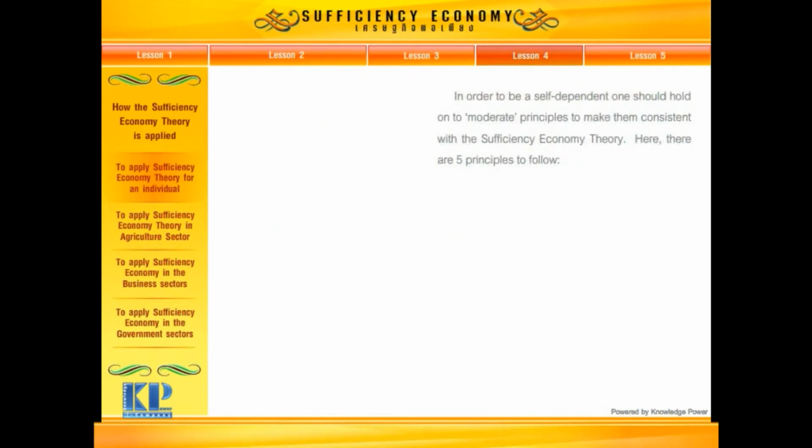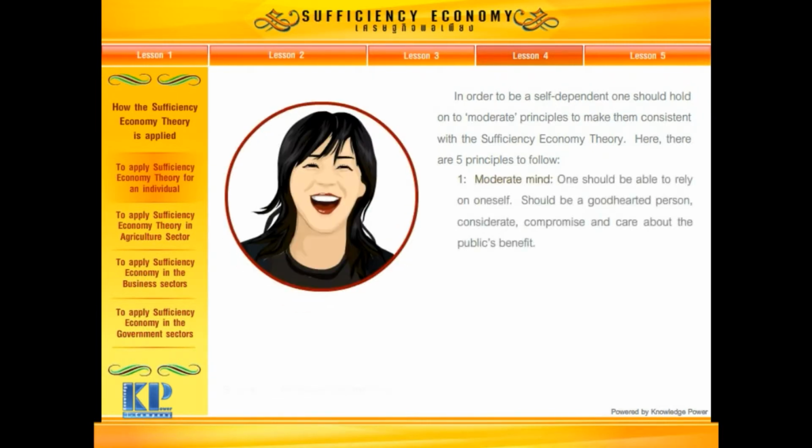In order to be self-dependent, one should hold on to moderate principles to make them consistent with the sufficiency economy theory. Here, there are 5 principles to follow. 1. Moderate mind. One should be able to rely on oneself, should be a good-hearted person, considerate, compromise, and care about the public's benefit.